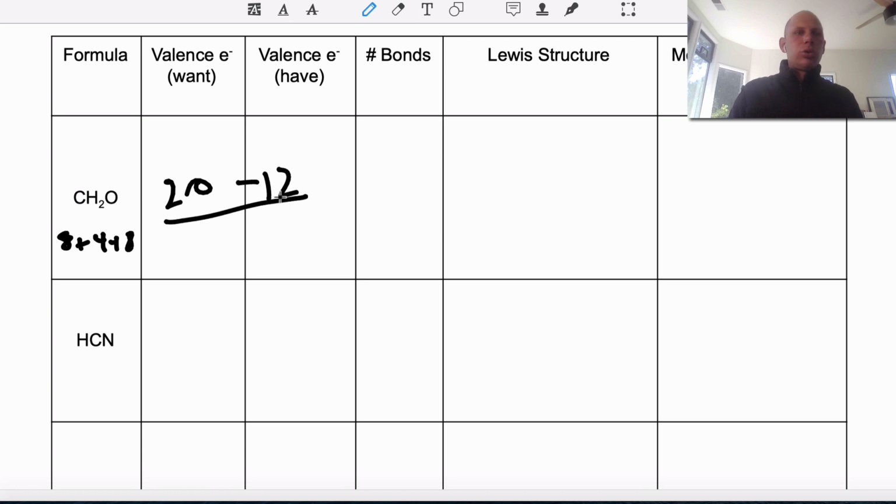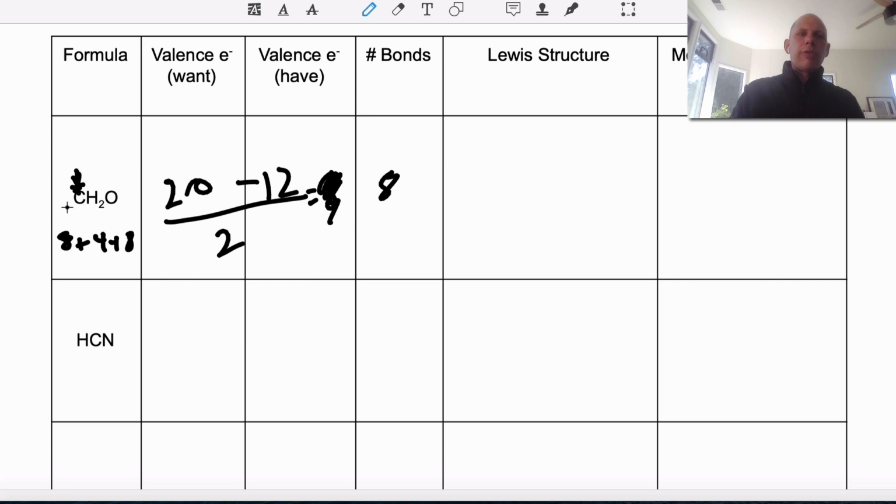What does it have? Well, it has 4 here plus 2 is 6, plus that is 12. So, did I get that right? Divided by 2, okay, that's going to be 4 bonds. Okay, so who's going to go in the middle here? Well, in a situation like this, you've got 3 elements. We know that we're going to put everybody around 1 for symmetry.